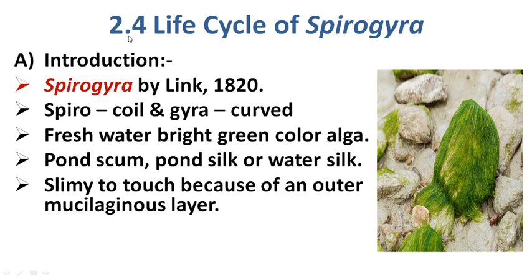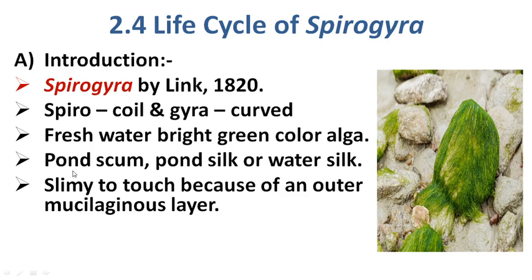So students, here I am focusing on the life cycle of Spirogyra. First, introduction. The name Spirogyra was suggested by Link in 1820. Spiro means coil and gyra means curved. It is one of the most common freshwater, bright green colored algae.